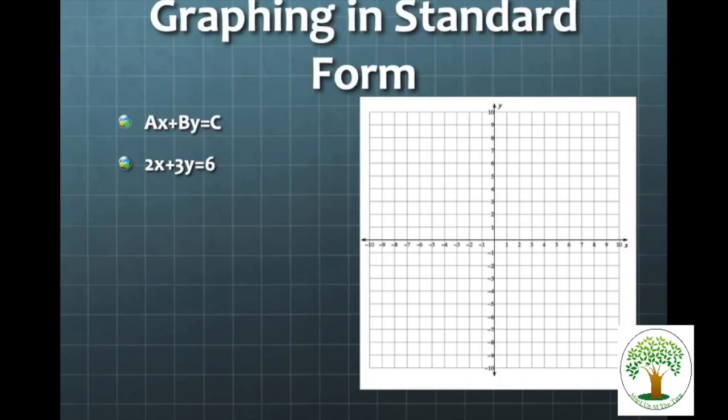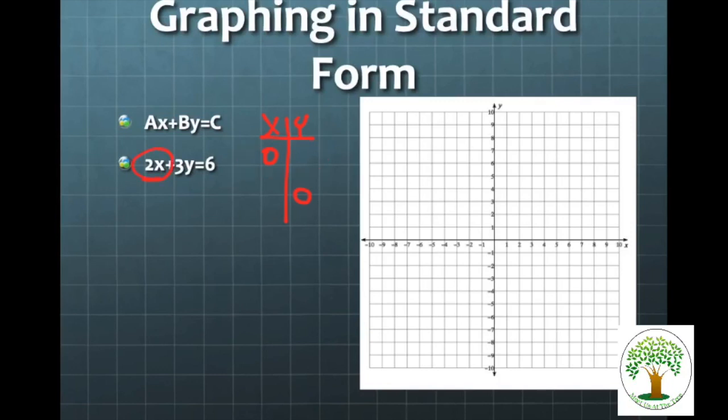There are two ways we can do this. I'm going to do both of the ways, and you can choose which one you want to use. One of the ways is to do a t-chart, x and y, and put zeros in and find the x and y intercepts. We put a 0 in for x or a 0 for y. So let's do this one first, where we put a 0 in for x.